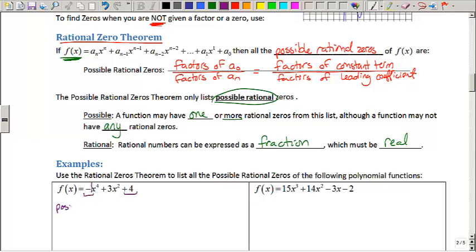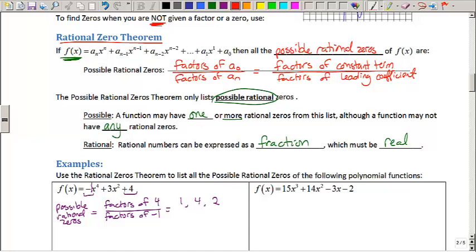So the possible rational zeros are the factors of 4 divided by the factors of negative 1. The factors of 4 are going to be 1 times 4, so we'll say 1 and 4, or 2 times 2, but I don't really need to write 2 twice. Can you think of any other factors?